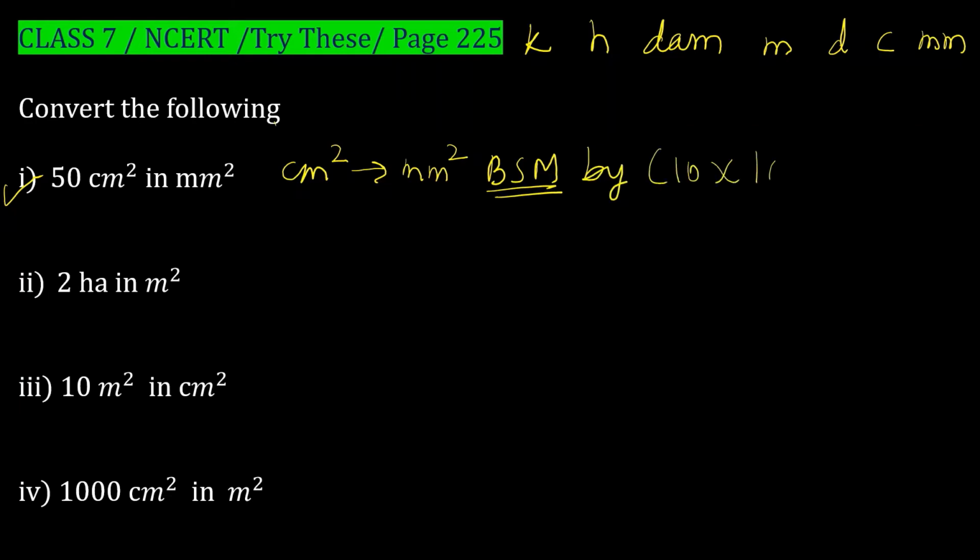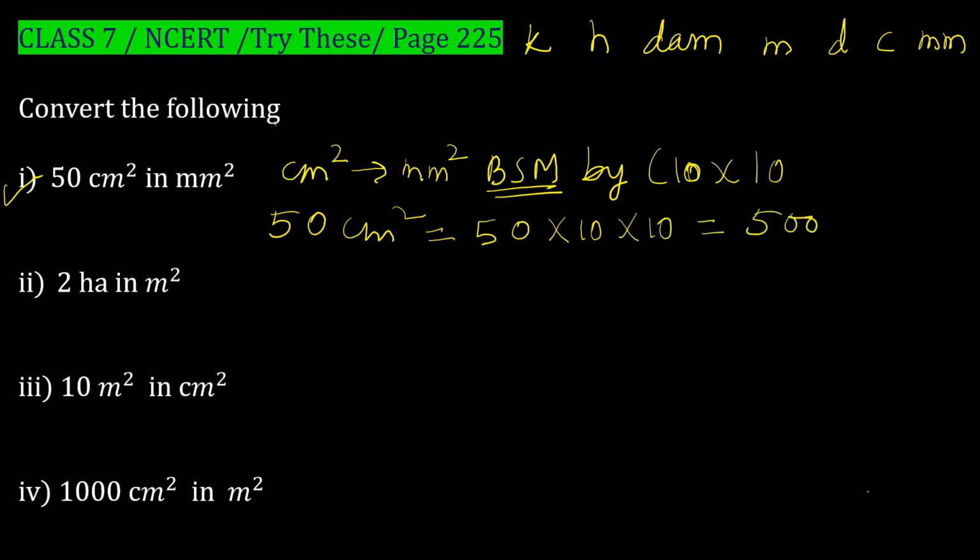Now by which number will you multiply? You are jumping centimeter to millimeter 1 time, so you will multiply by 10. But here it is a centimeter square, so you will multiply by 10 2 times, like 10 multiply 10. So 50 centimeter square is nothing but 50 multiply 10 multiply 10. So 50 centimeter square will give you 5000 millimeter square. Right? So the first step is to find out whether it is BSM or SBD. Second step, how many jumps you are moving, that many 0 followed by 1. You will multiply or divide.